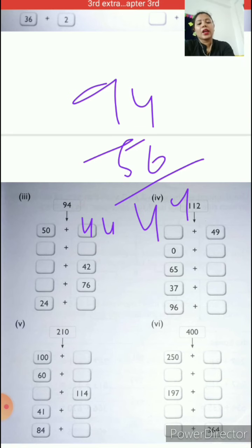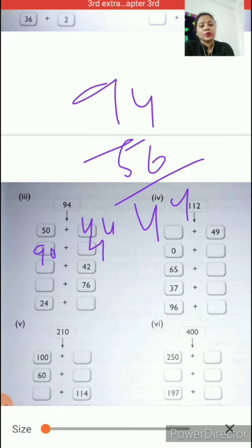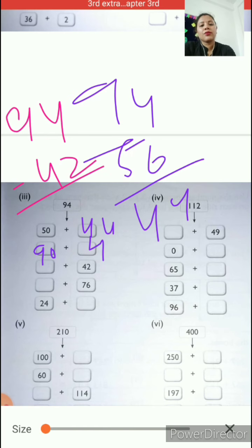Now here we have two blank boxes. So just write here the expanded form of 94, and that is 90 plus 4. Next is 42. So this time subtract 42 from 94. 4 minus 2, 2. 9 minus 4, 5. So answer is 52. Clear? Next is 76. So subtract 76 from 94.